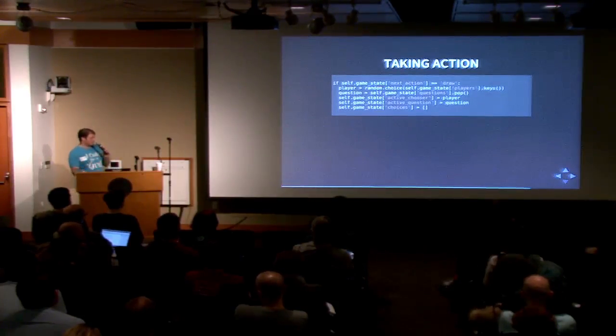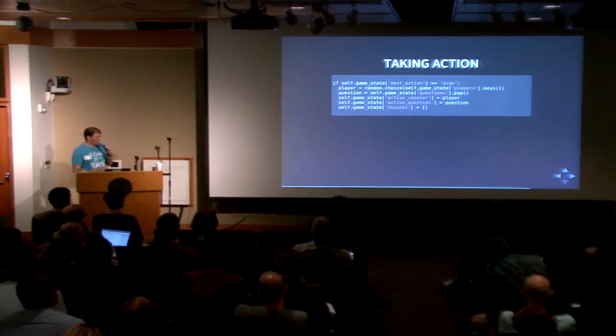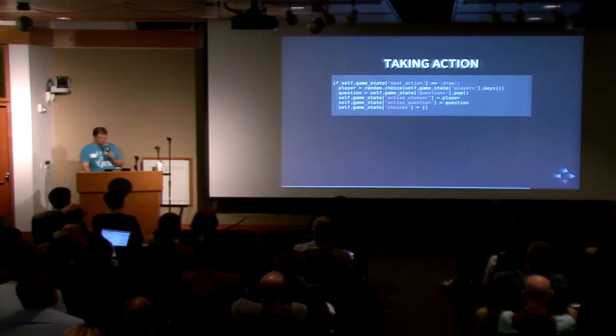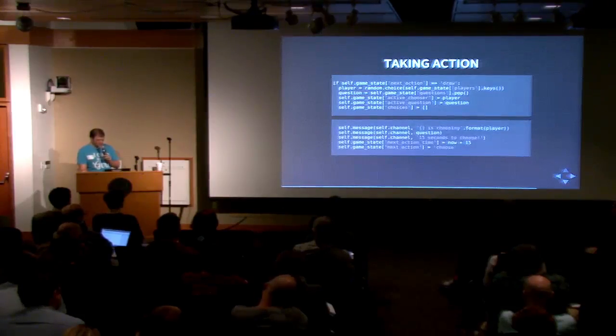In this case, if it's draw, we randomly choose the player that we already saw, draw the card, set the active player, and set all the choices list, ready for the round to start. Send a message to everyone, letting everyone know what's going to happen, and say in 15 minutes, everyone will have to have chosen. It went really fast because I was testing and didn't want to wait like 5 minutes between rounds.